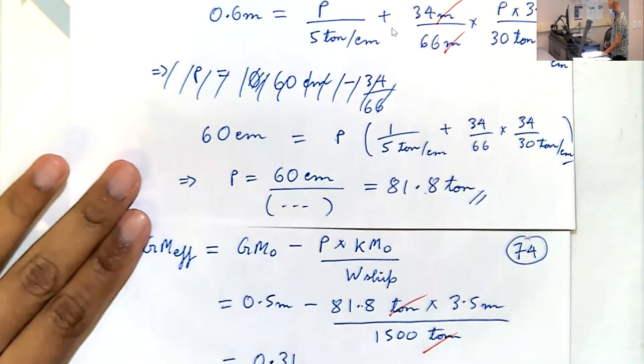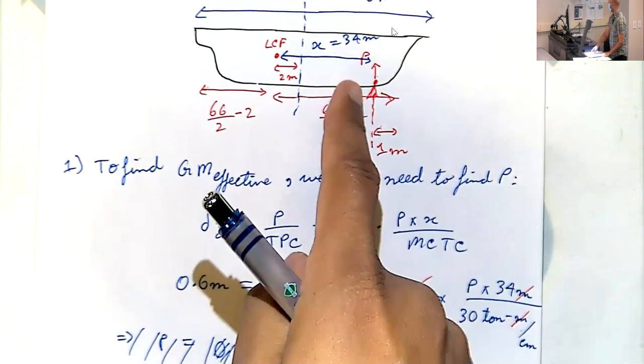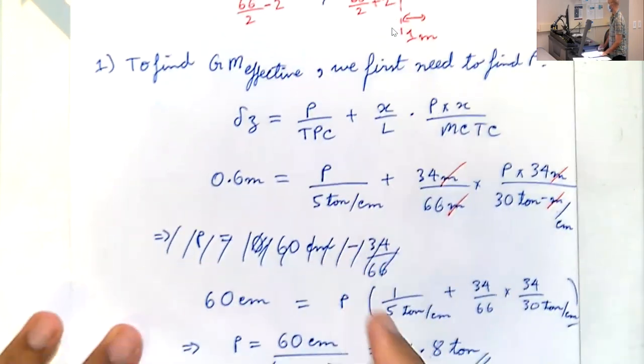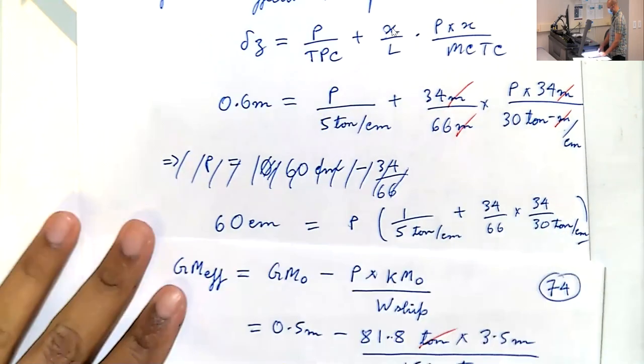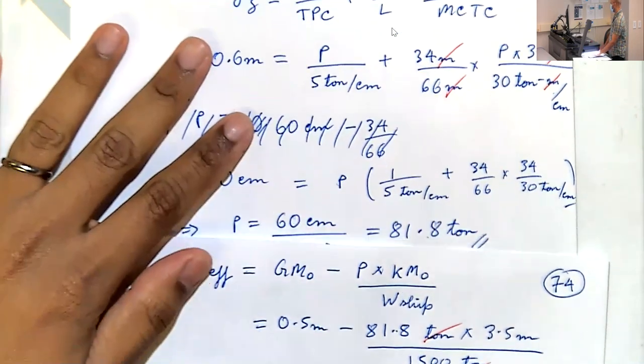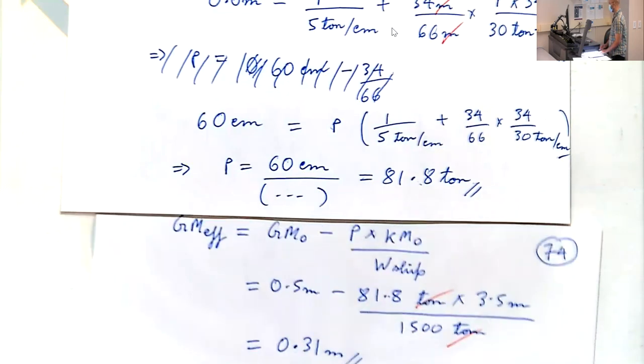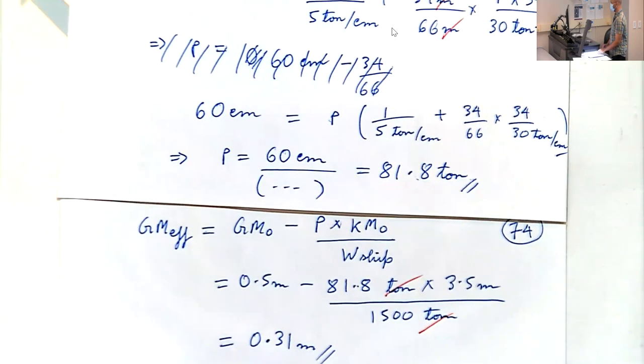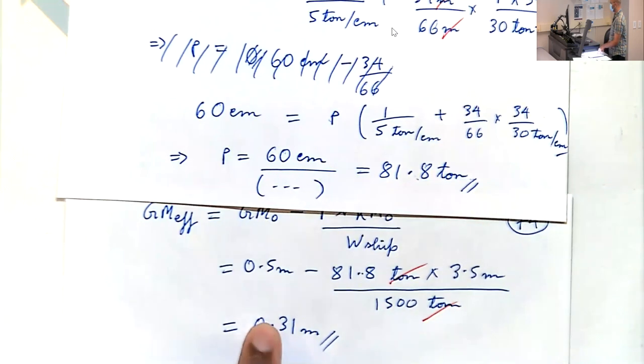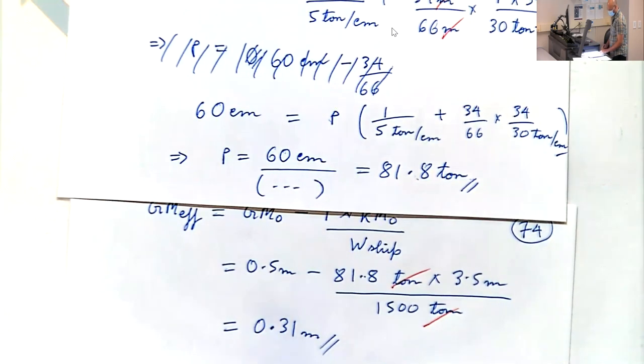Okay, so we found first our unknown value of P. Once we know the unknown value P, we can compute our GM effective. Plug into this formula or the other one. They'll give you similar numbers. So fine, we ran aground, but we are still stable. So not a catastrophic situation.